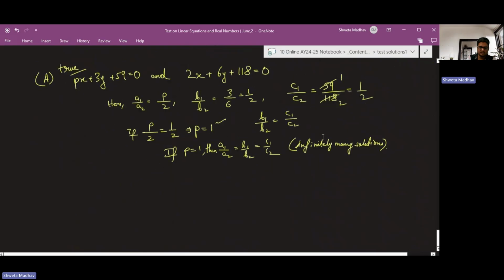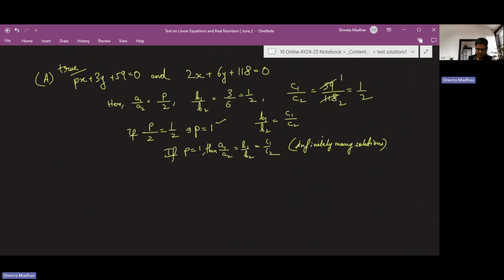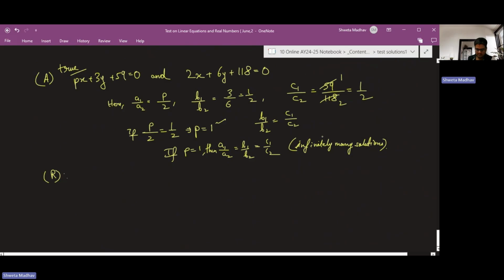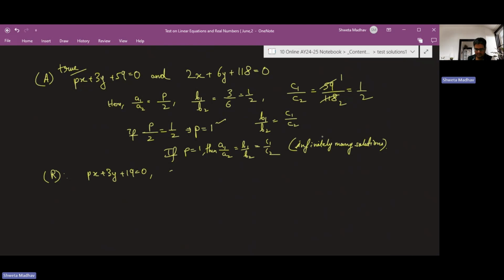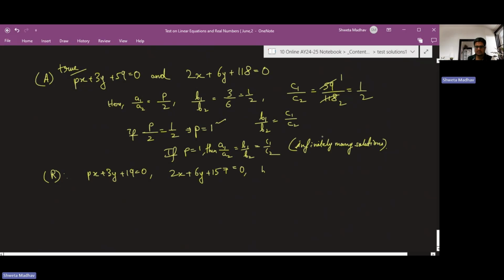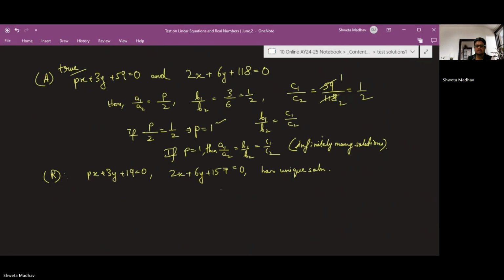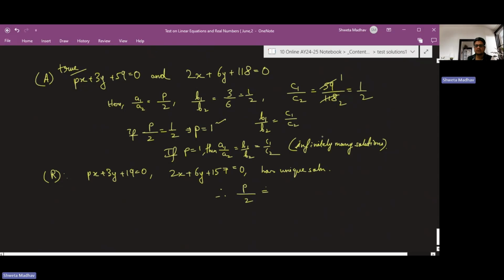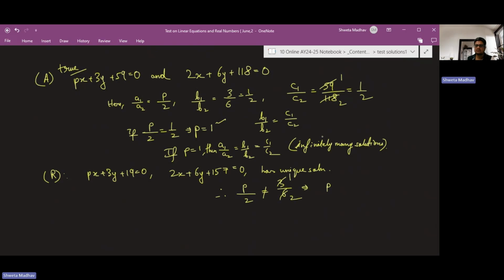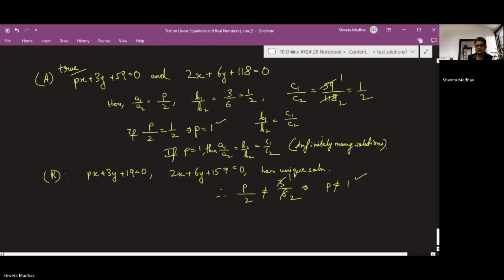Then in the reason it is given that the pair of equations Px plus 3y plus 19 equal to 0 and 2x plus 6y plus 157 equal to 0 has a unique solution. If it has a unique solution, then a1 by a2, which is P by 2, should not be equal to b1 by b2, which is 3 by 6, that is 1 by 2. So P should not be equal to 1. Hence the reason is also true.